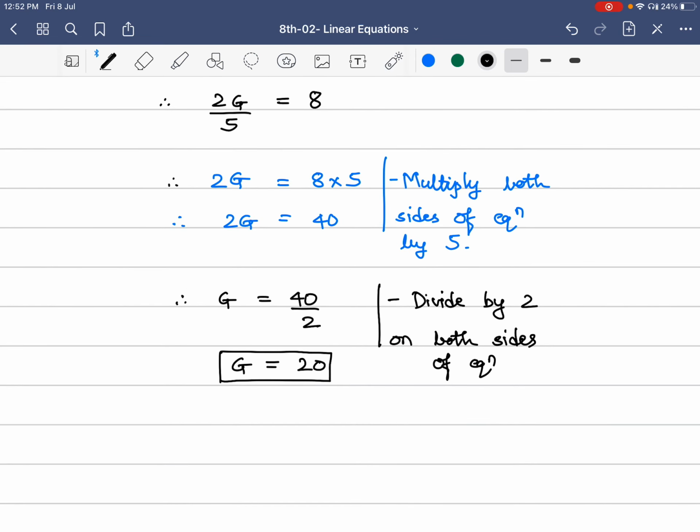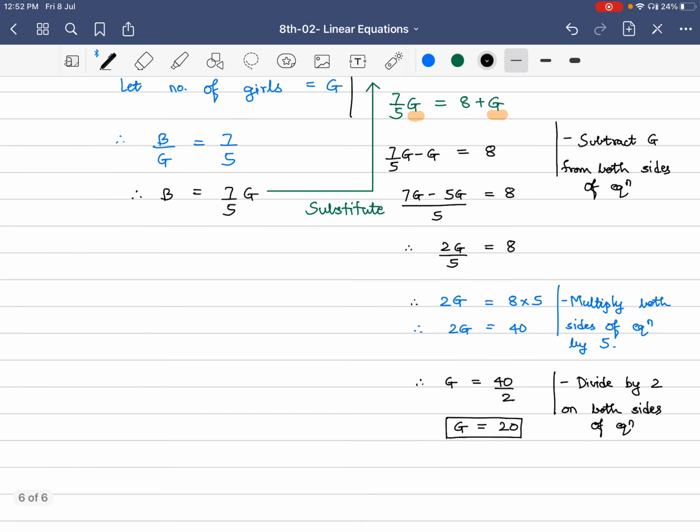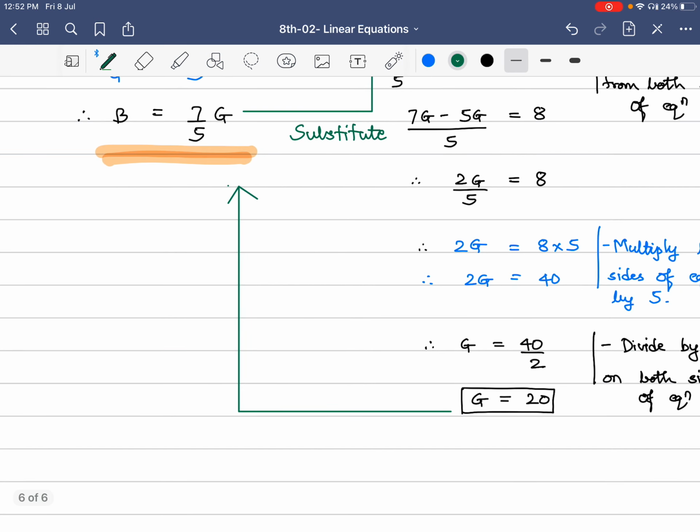Now we have found out g is equal to 20. We need to find out the value of b, which is the total number of boys. Now let's come here. Let me use a highlighter. So this is the relation between g and b. If you substitute g equal to 20 in this equation, you will get the value of b. So let's try to do that. Once again, we have to do substitution. Substitute the value of g equal to 20 in this equation.